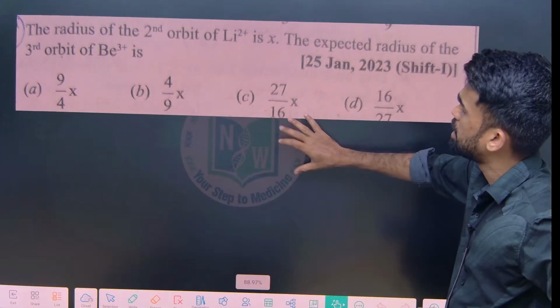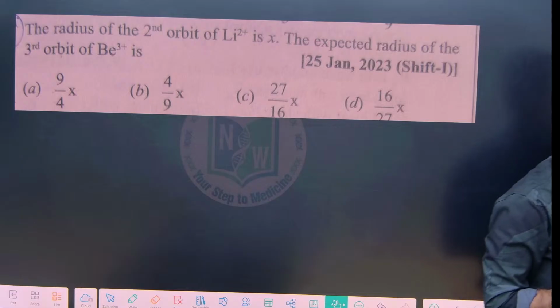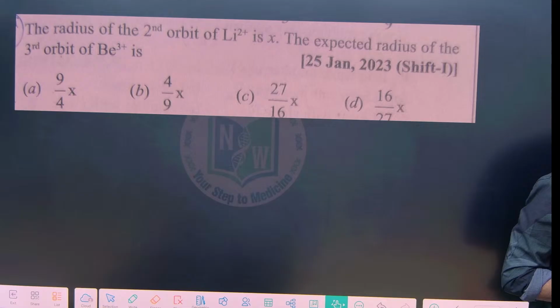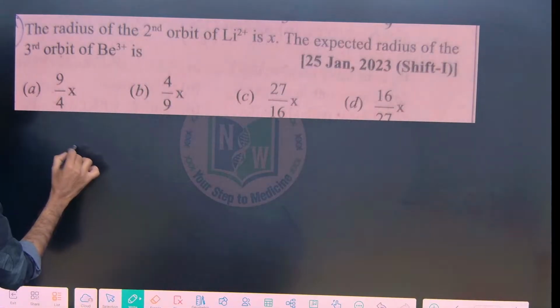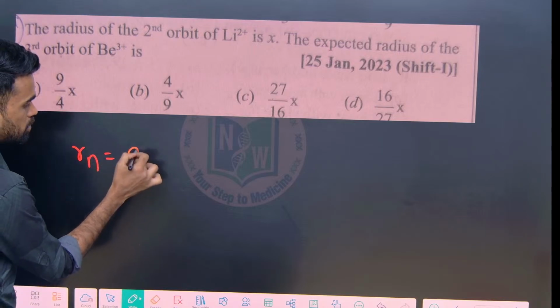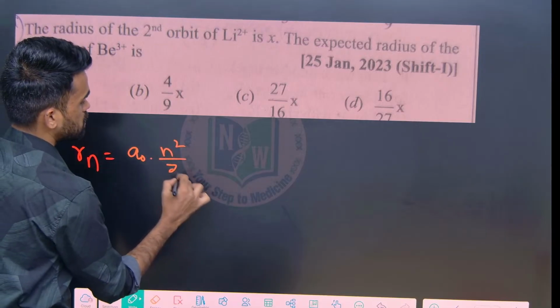It's again easy. The radius of second orbit of lithium plus 2 is x, and the expected radius of third orbit of beryllium is, it's again easy, comparison of two things only. Yesterday also we did these model questions. If you have attended my previous live session, you can easily answer this. See, what is the radius formula you can use? Radius of an nth orbit is equal to 0.529, that constant I am taking as a naught, n square by z.